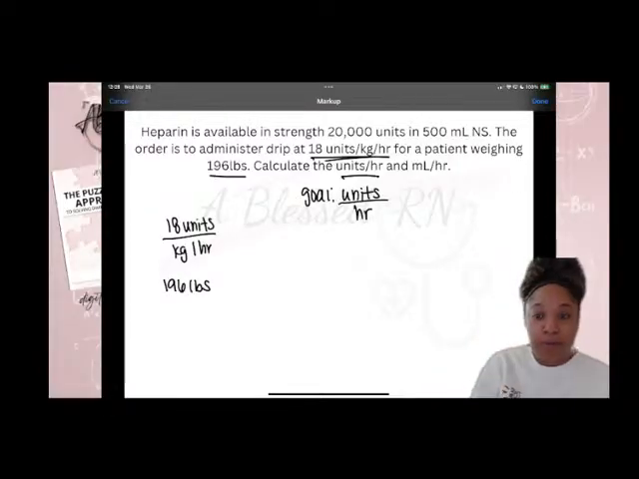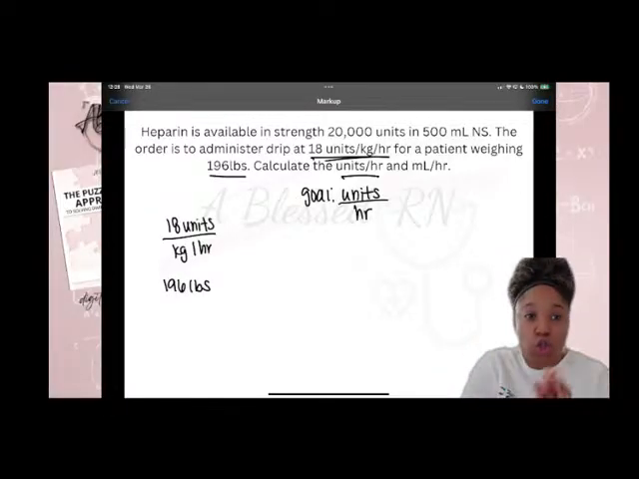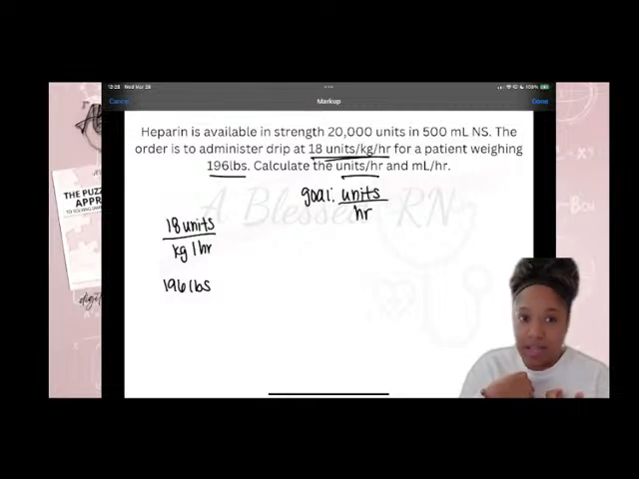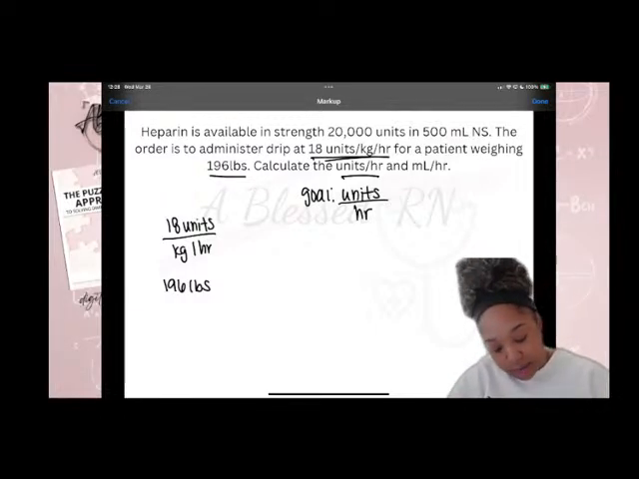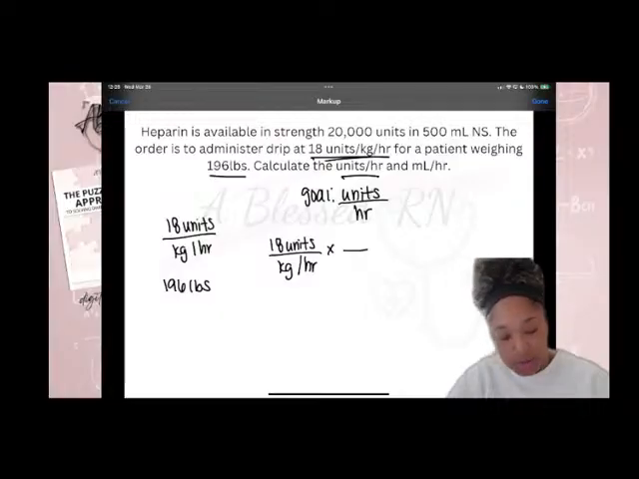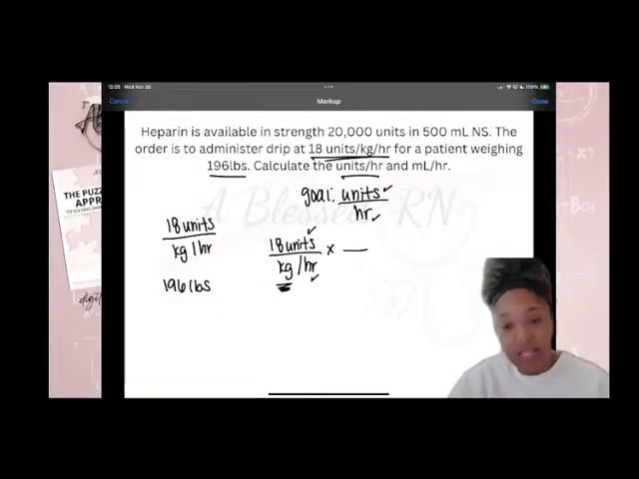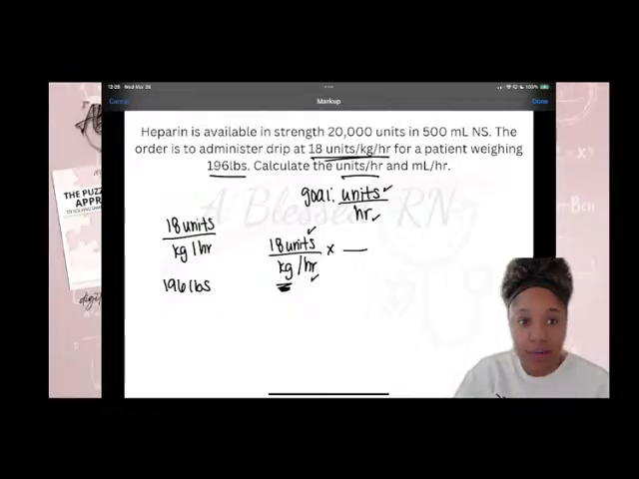So my rule is you always start with what you're looking for. If you don't want to start with what you look for, that's fine. But here, that's what I'm going to start with every single time. It's going to make my problem so much easier, okay? So I'll put my 18 units per kilogram per hour first. You see, I've got units on the top and hour on the bottom already. So the only thing that needs to be canceled out is the kilograms, okay?